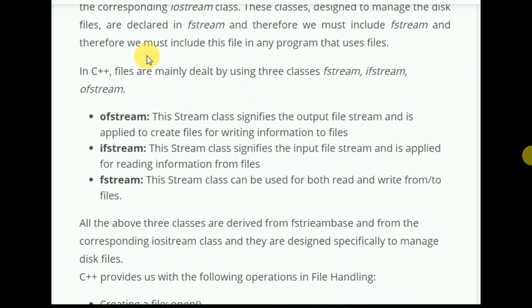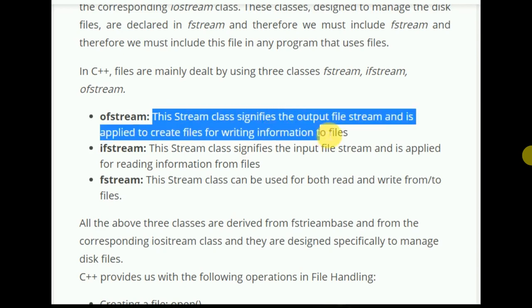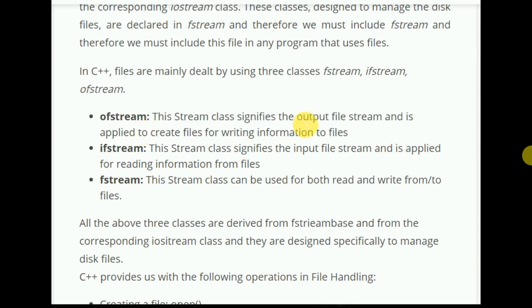So let's see what is ofstream. This stream class signifies the output file stream and is applied to create files for writing information to files. That is ofstream.